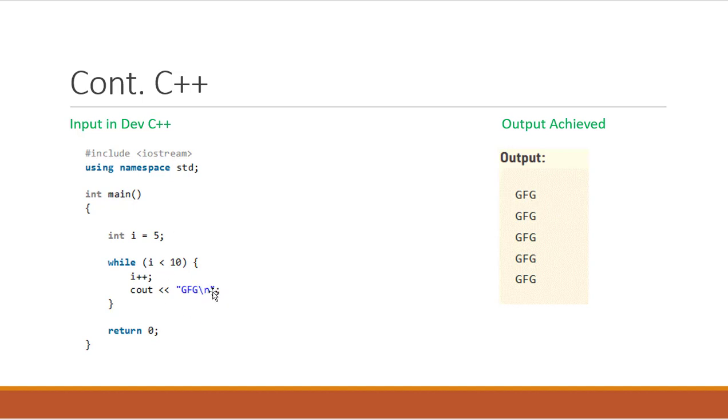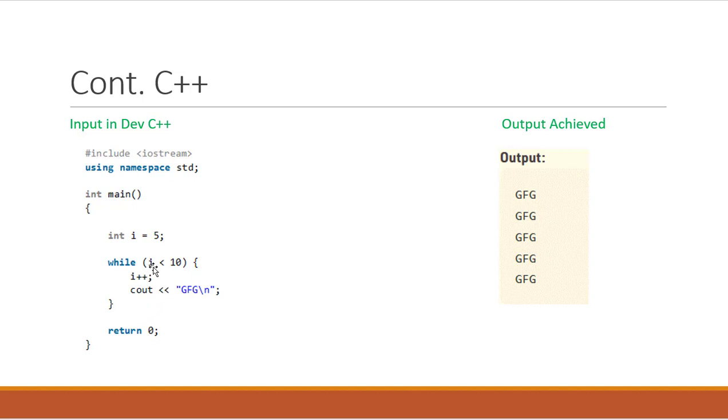Why not \n? Because I have said in between the codes, this \n is a reserved word for a new line. That simply means if the program has to execute another GFG or any output for that matter, it will output into the new line and not into the same line. That \n or endl, in other words, represents a new line. Then you close the braces.